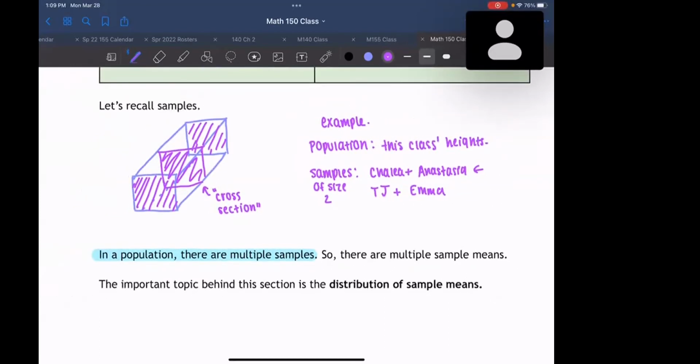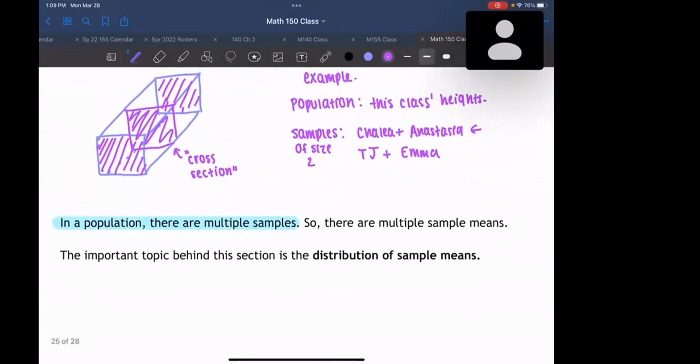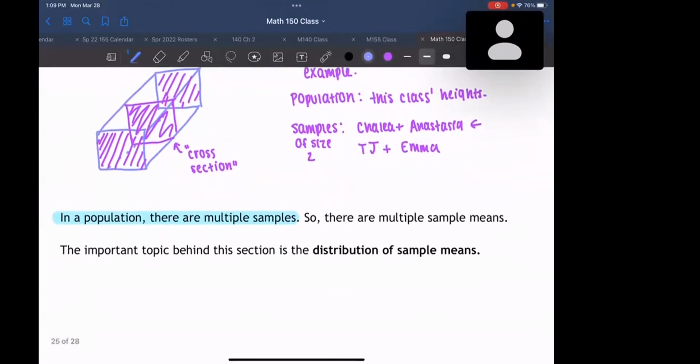So the main topic behind this important theorem, the central limit theorem, is this thing called the distribution of the sample means. Let's think about that word here. Well, we kind of talked about what sample means are. We're pretty strong on that topic. Does anyone remember what the distribution means? TJ? Is it like the spread of data? Yeah, like how they're spread out, right?